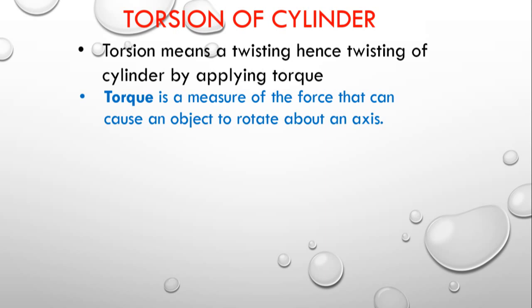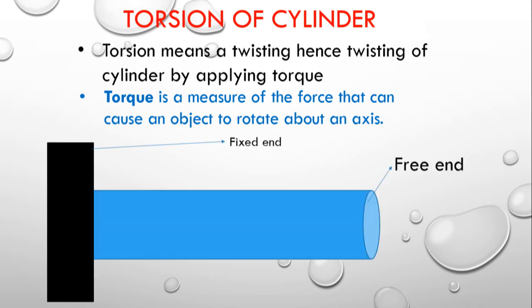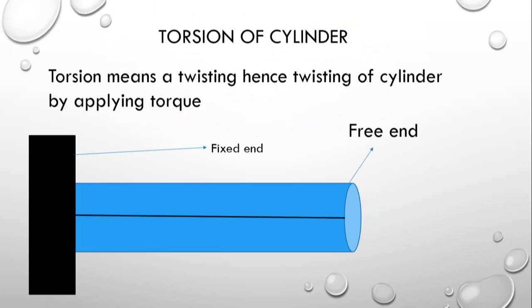In order to understand the torsion of a cylinder, I shall consider a cylinder whose one end is fixed and the other end is free. In this figure, we can see that one end is fixed and the other end is free. If the cylinder is subjected to torque, the cylinder will twist in the same direction as the force. The type of force required to twist a cylinder is rotational force, or torque.